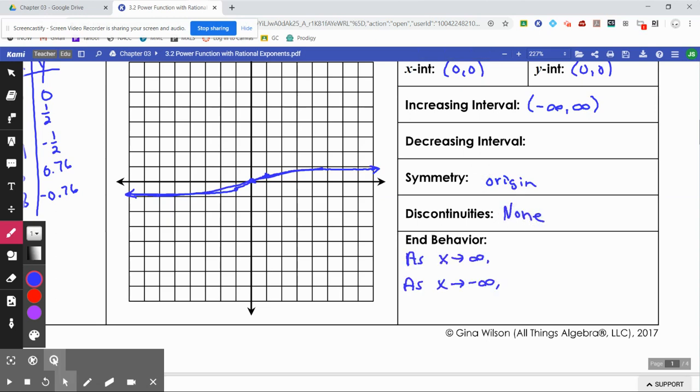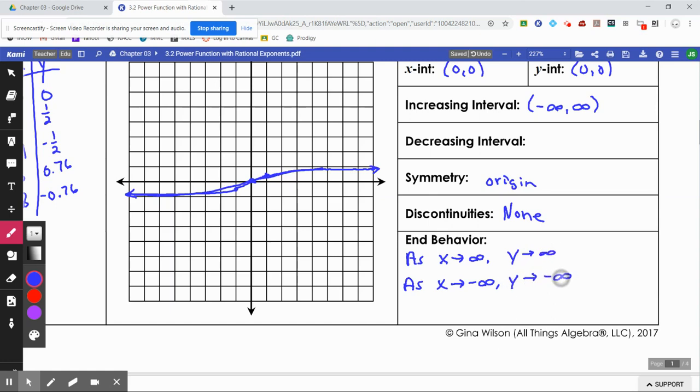And end behavior. Okay, as we travel to the right on our graph, y goes up forever. Now it goes up slowly, but it does go up forever. And as we travel to the left, y travels down forever.